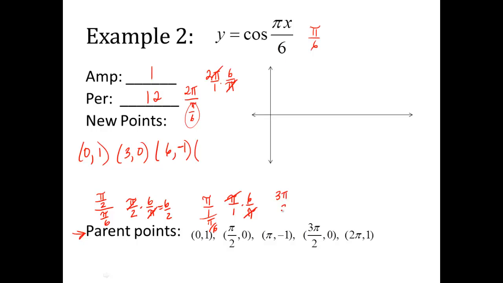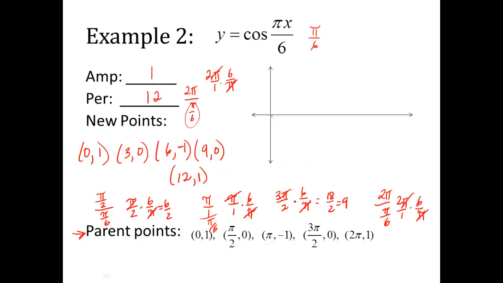3 pi over 2 divided by a fraction. I'm going to flip the bottom, 6 over pi. Pi's cancel. I get 18 over 2. Guess what? That's 9. Y is 0. Next, 2 pi divided by pi over 6. Keep it, change it, flip it. Pi's cancel, and 2 times 6 is 12. So my last point is 12, 1.